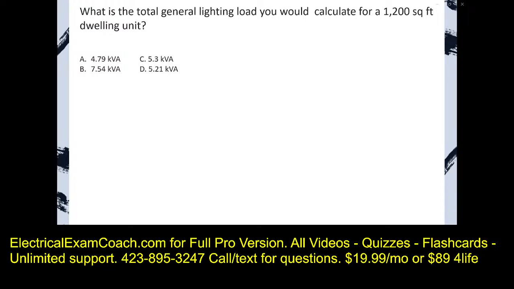Anytime it asks for the total, you're always going to be applying a demand factor if there is one. And in every one of these type calculations, you're going to have the 2 small appliance and 1 laundry circuits.